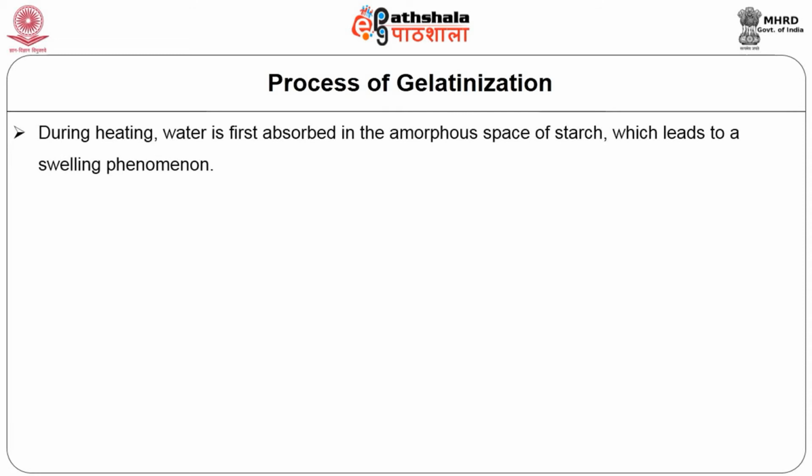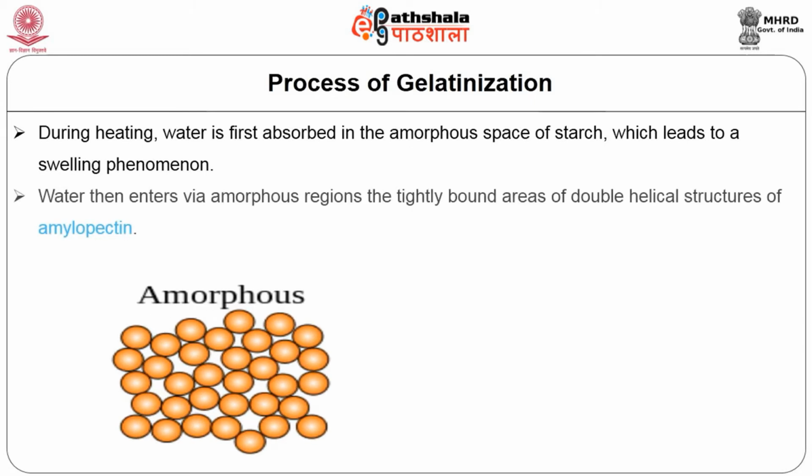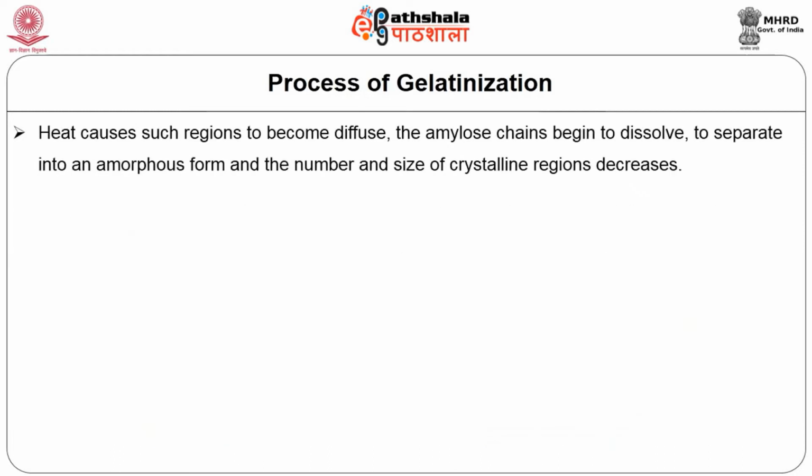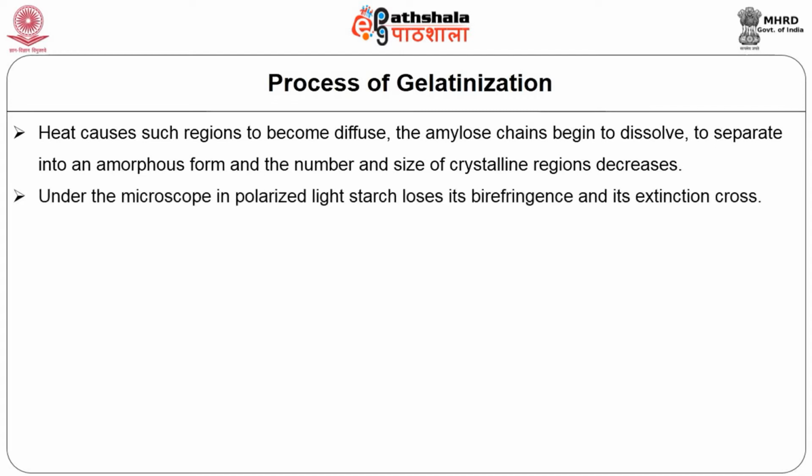During heating, water is first absorbed in the amorphous space of starch, which leads to a swelling phenomenon. Water then enters via amorphous regions, the tightly bound areas of the double helical structures of amylopectin. At ambient temperatures, these crystalline regions do not allow water to enter. Heat causes such regions to become diffuse. So, the amylose chains begin to dissolve, to separate into amorphous form, and the number and size of the crystalline regions decrease. Under the microscope in polarized light, starch loses its birefringence and its extinction cross.